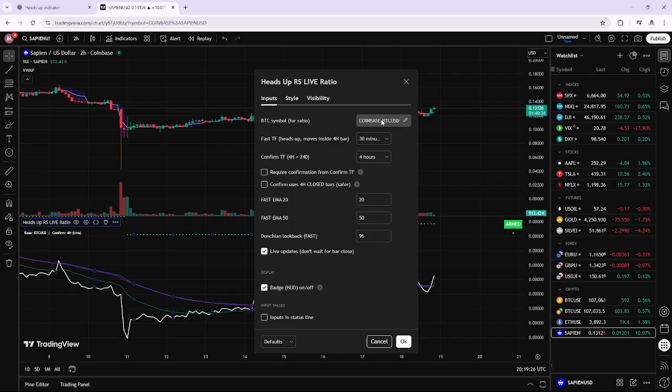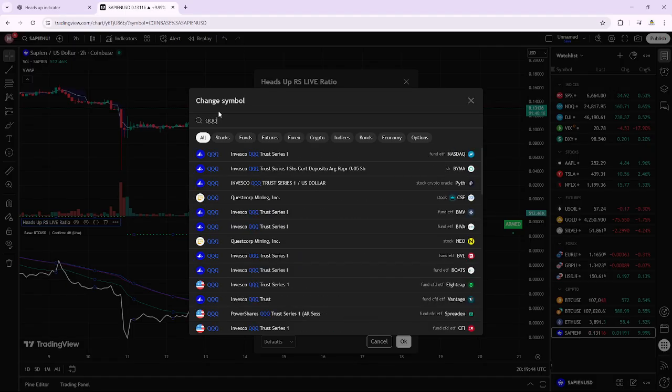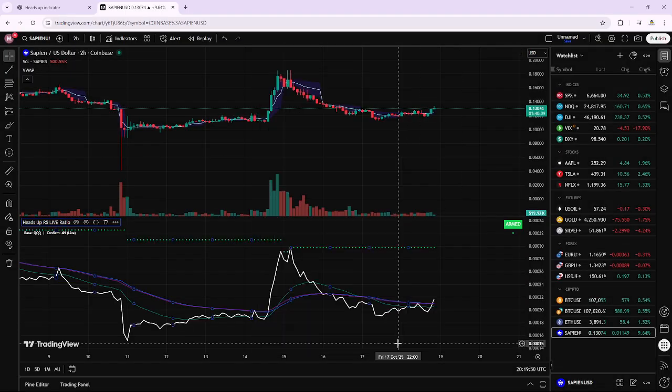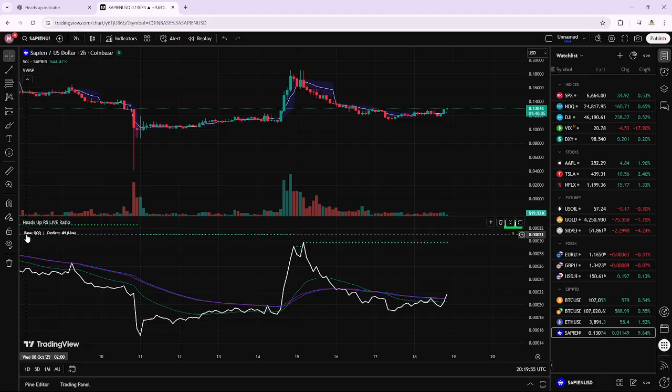You could measure it against the entire crypto market, not including BTC, or including BTC. You could choose any ticker you want from here. Just to give you an example, if you were trading a stock, you could put in QQQ, and you would have the ETF for the NASDAQ right there. And that's essentially what this information panel shows you now: your base ticker that you selected.